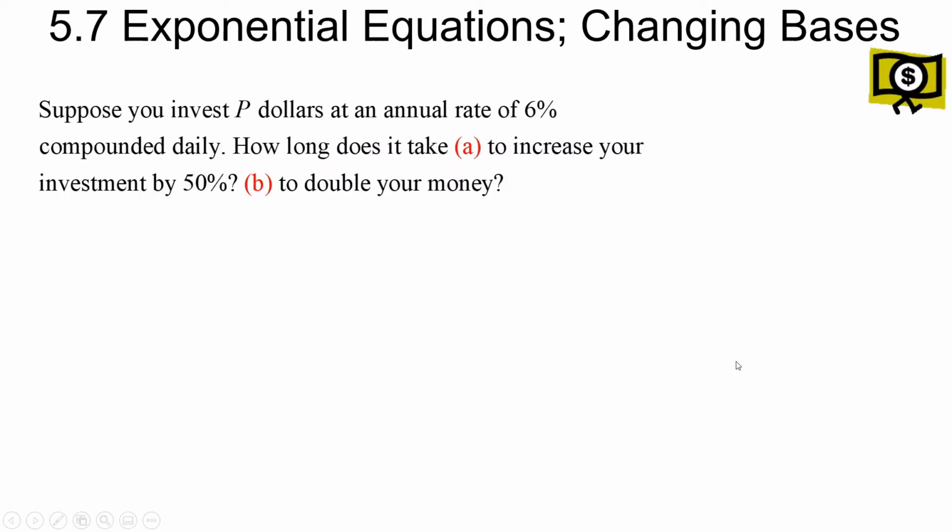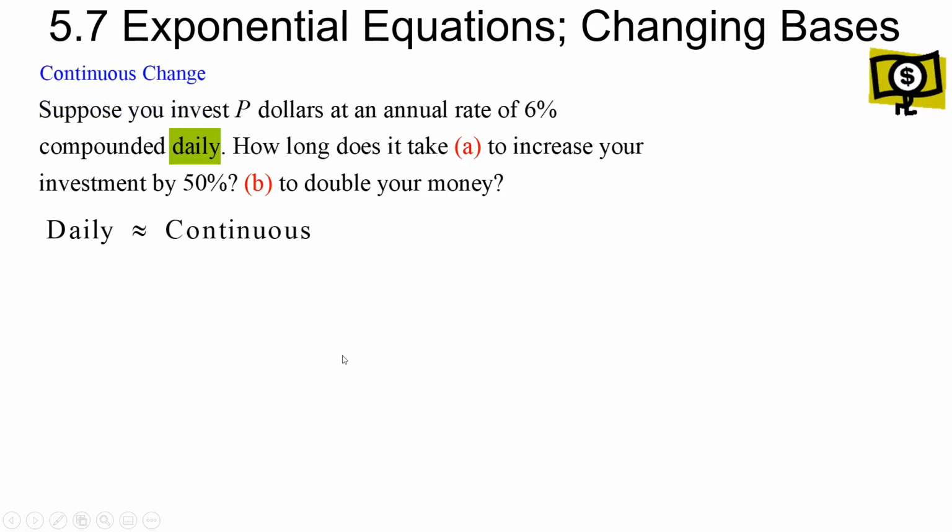All right. Now, suppose you invest P dollars at an annual rate of 6%. Not bad. Compounded daily. That's even better. And you guys remember, daily is approximately continuous. So whenever I see daily, I'm going to use my continuous change model. Okay, continuous change. So that is P of t equals P sub 0 times e to the rt power.